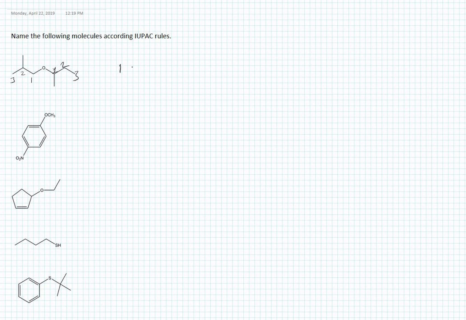So let's write here 1-methyl propyl space, and the name of the second one, that is 2-methyl propyl, and this is an ether. That's the IUPAC name. Let's look at the second part.